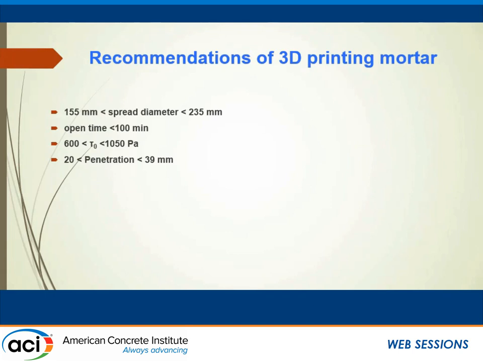Now, at the end, our recommendation for these mixes, which we found gives better 3D printing: the spread, the slump flow, should be between 155 to 235. Opening time, we managed to have up to 100 minutes. The estimated yield stress is between 600 to 1050. And the penetration was between 20 to 39.